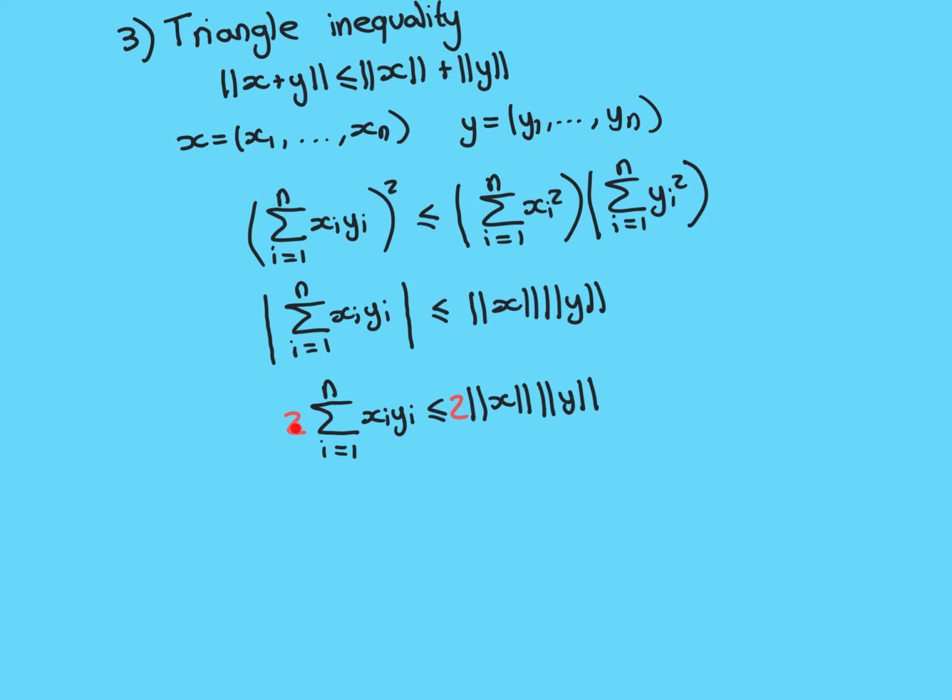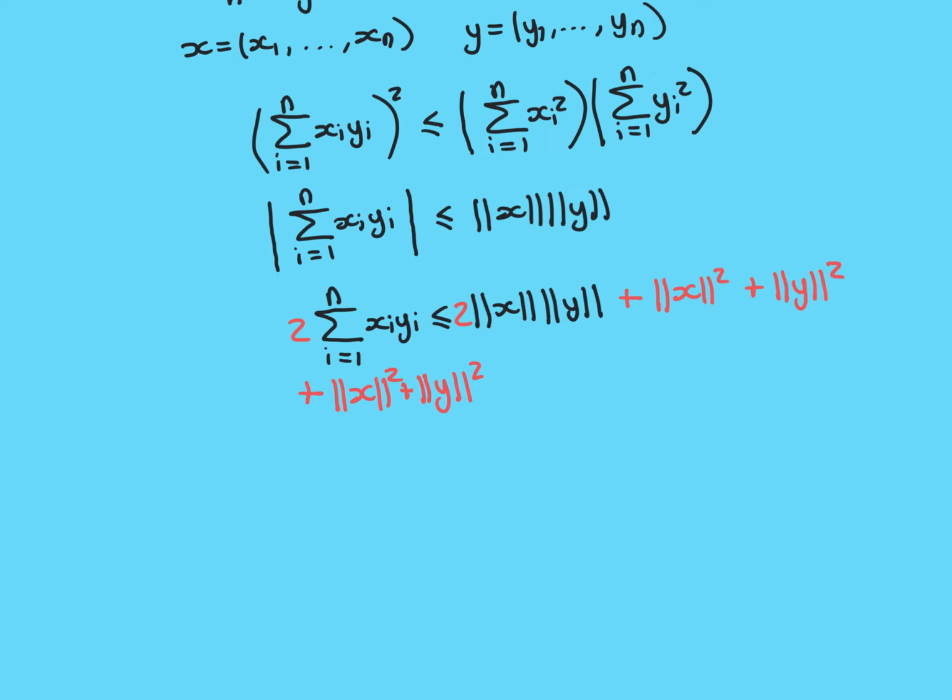Next move is very simple. I'm just going to multiply by 2. No harm in that. Next, I'm going to add the same thing onto both sides of the inequality. So I'm going to add the square of the norm of the x vector, and I'm also going to add the square of the norm of the y vector. So that's the right-hand side part, and then I've also done the same thing on the left-hand side. So I've added the square of the norm of the x vector and the square of the norm of the y vector. You might not necessarily know why I am doing this.